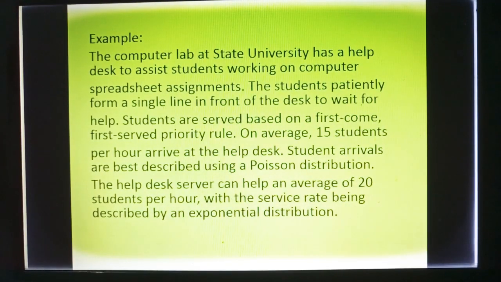Now we have here our example. The computer lab at State University has a help desk to assist students working on computer spreadsheet assignments. The students patiently form a single line in front of the desk to wait for help. Students are served based on a first-come, first-served priority rule. On average, 15 students per hour arrive at the help desk. Student arrivals are best described using a Poisson distribution. The help desk server can help an average of 20 students per hour, with the service rate being described by an exponential distribution.